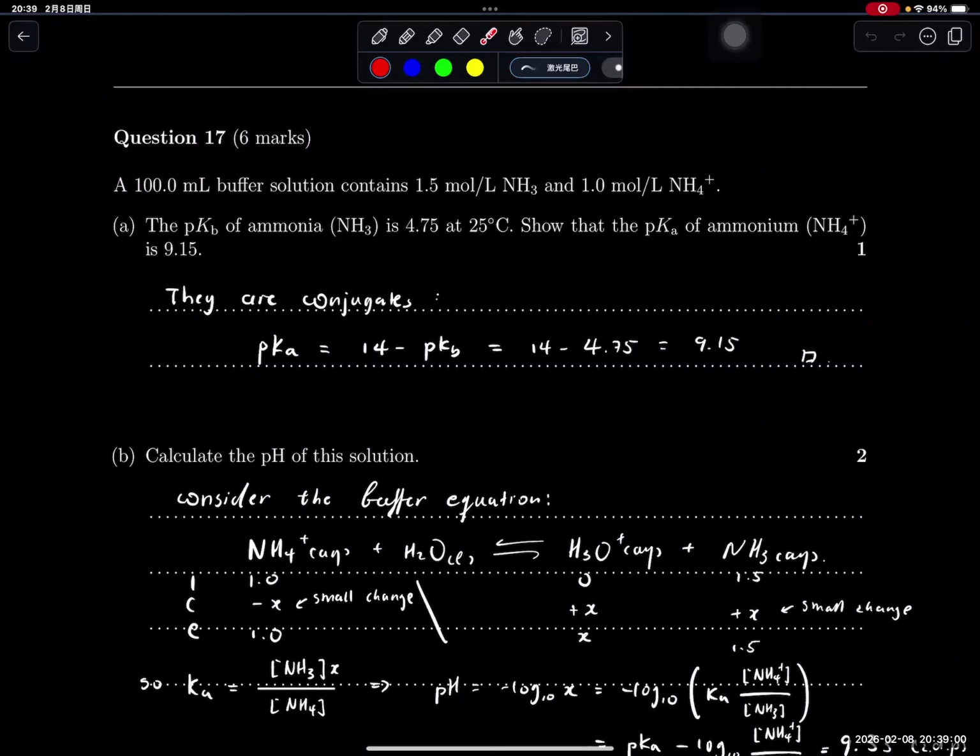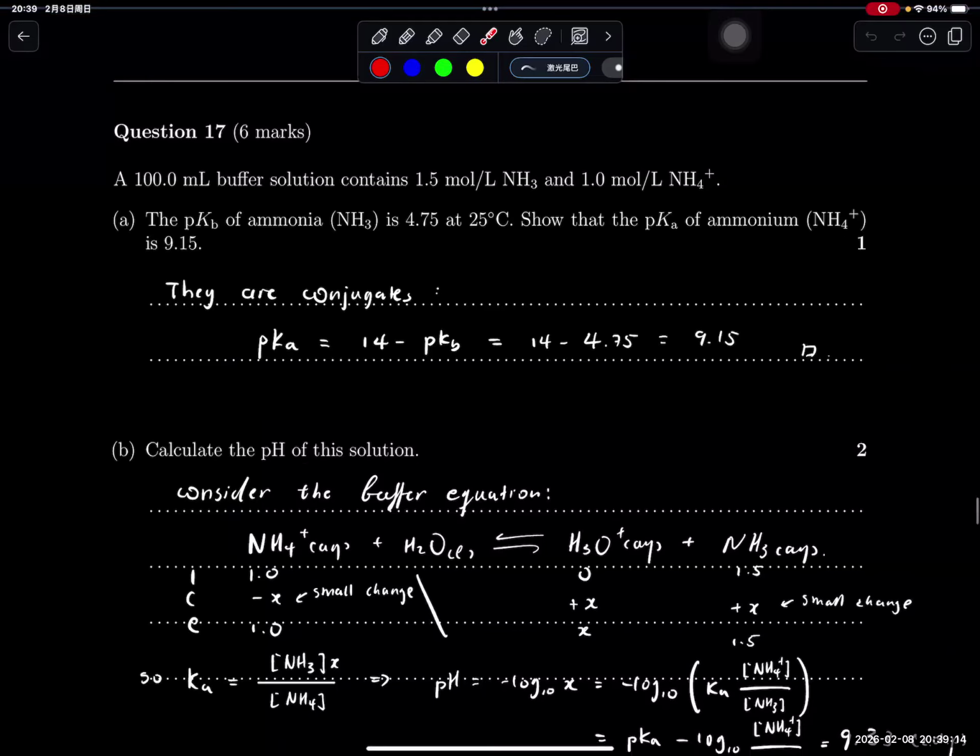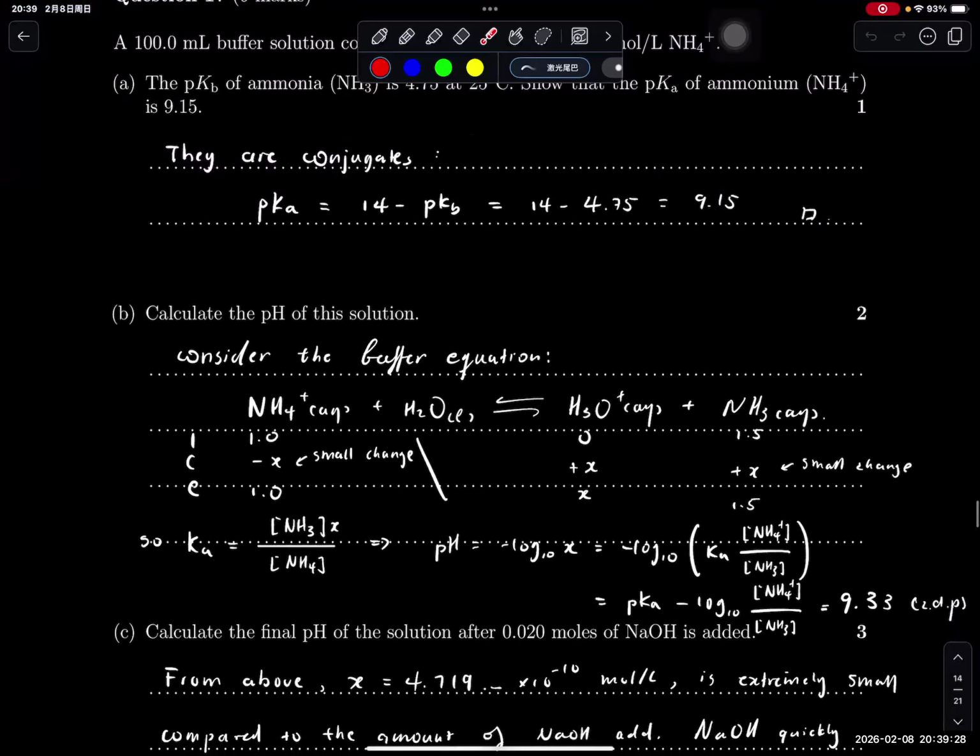Question 17. A 100 mL buffer solution contains the following. Again, they're not really equimolar, so it's not at optimal performance, but the capacity is pretty good. It's 1.5 moles per liter. Part A says the pKb of ammonia is this much, and show that the pKa is this. Remember the calculation basics, it's a conservation relationship. Part B, calculate the pH of the solution. It should be just the Henderson-Hasselbalch equation.